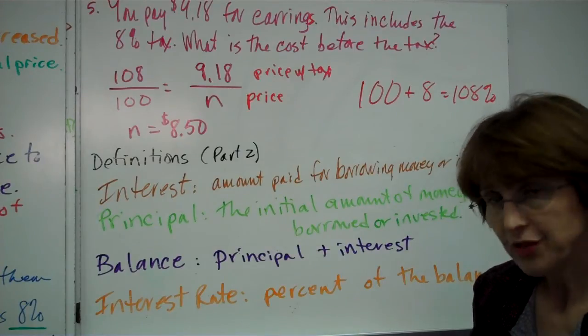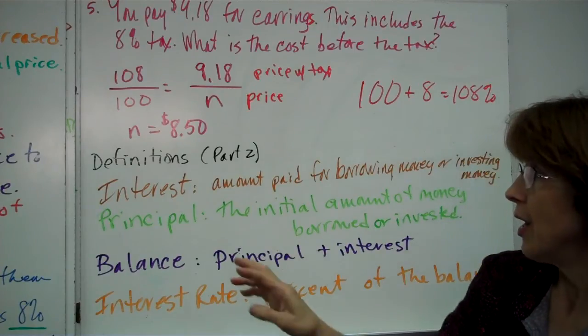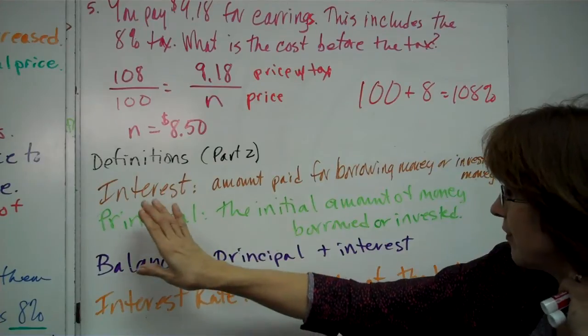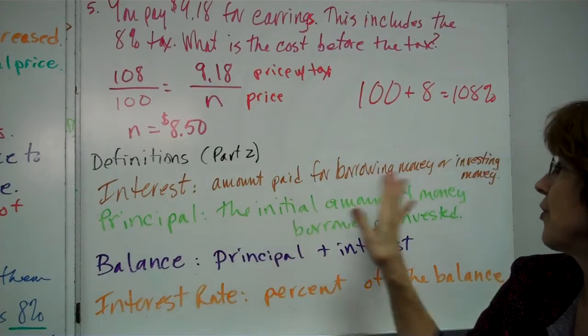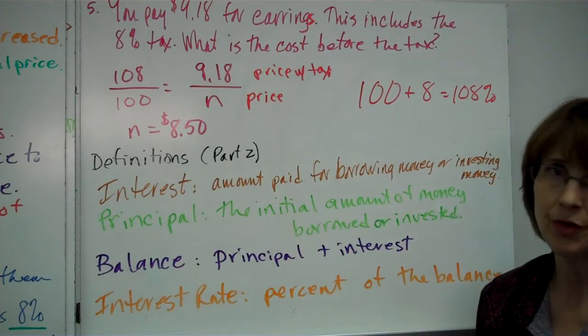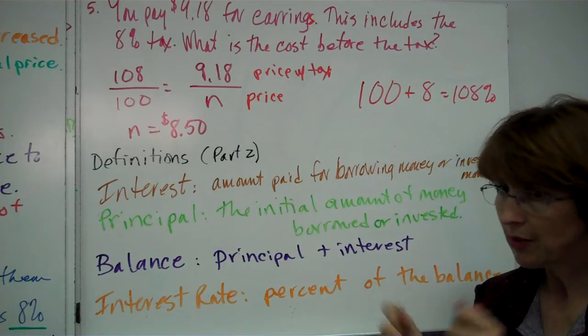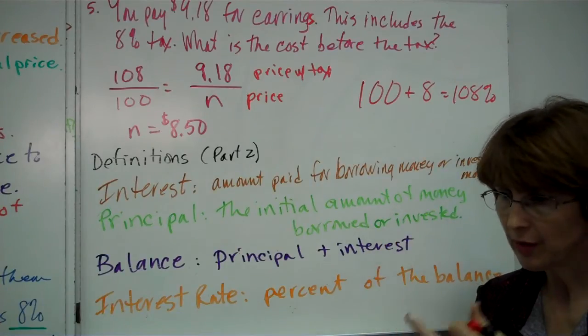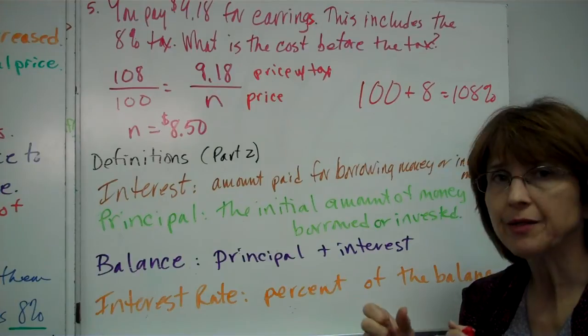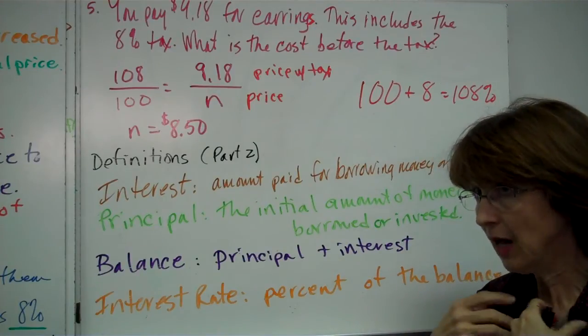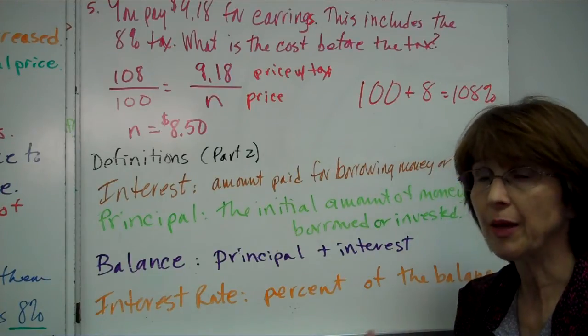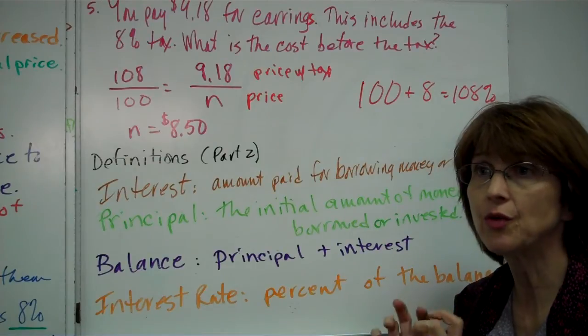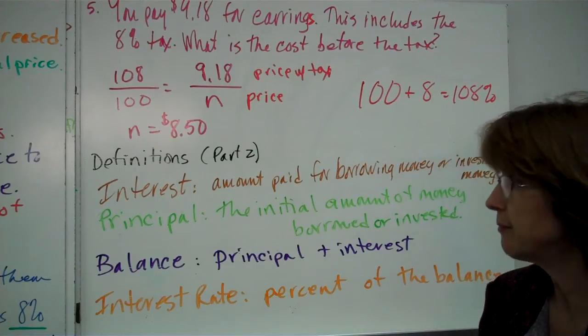All right. Now we're going to switch gears and talk about interest rate. This is part 2. Definitions. You have interest. Interest is the amount paid for borrowing money or for investing money. When you borrow money to buy whatever, maybe a car or your first TV, you have to pay money to be able to borrow it. Also, if you want to save money, the bank pays you a little bit of interest just for letting them have your money.